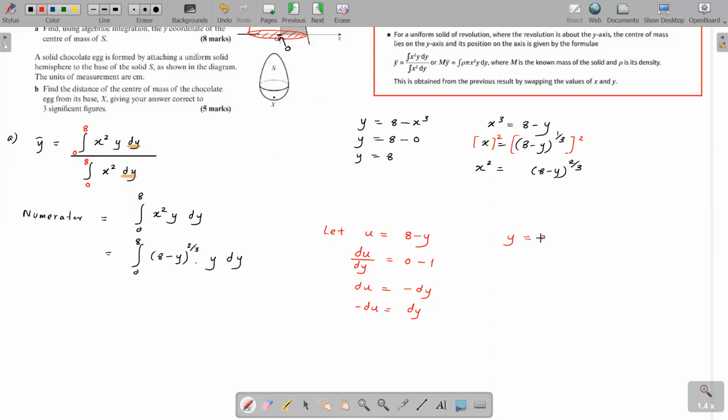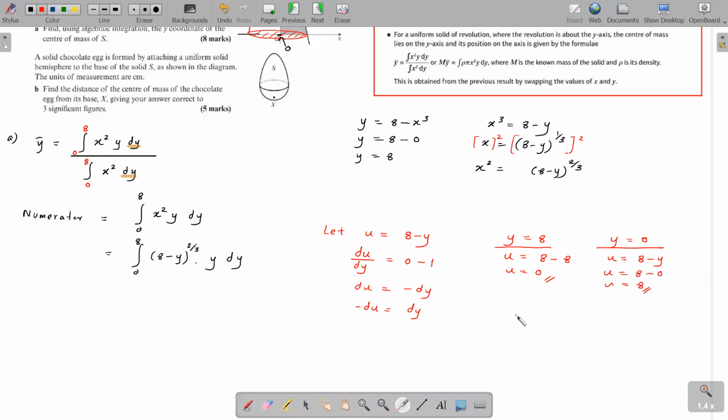When y is 8, what's the u limit? So u is 8 minus y, right, guys? 8 minus y is 8. So which means when y is 8, u is 0. Right, guys? The other one, when y is 0, u is 8 minus y. So u is 8 minus 0, which means u is 8.